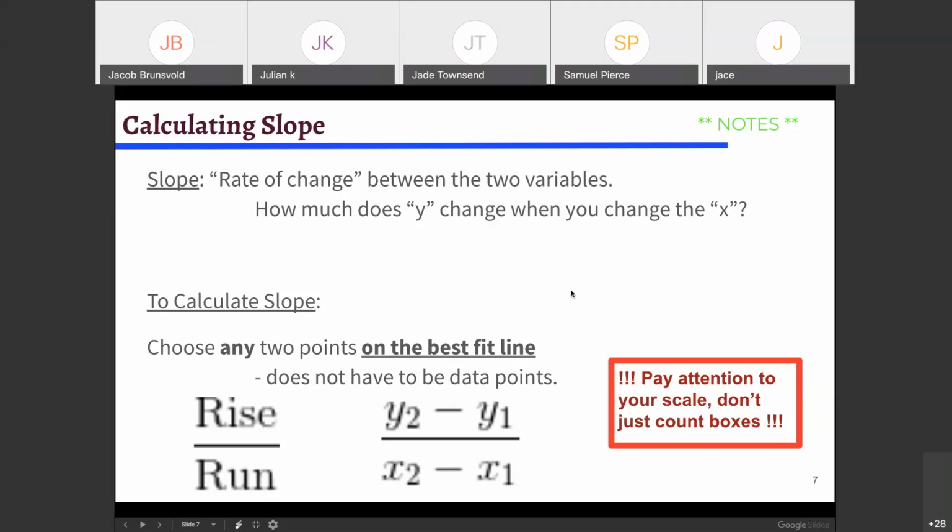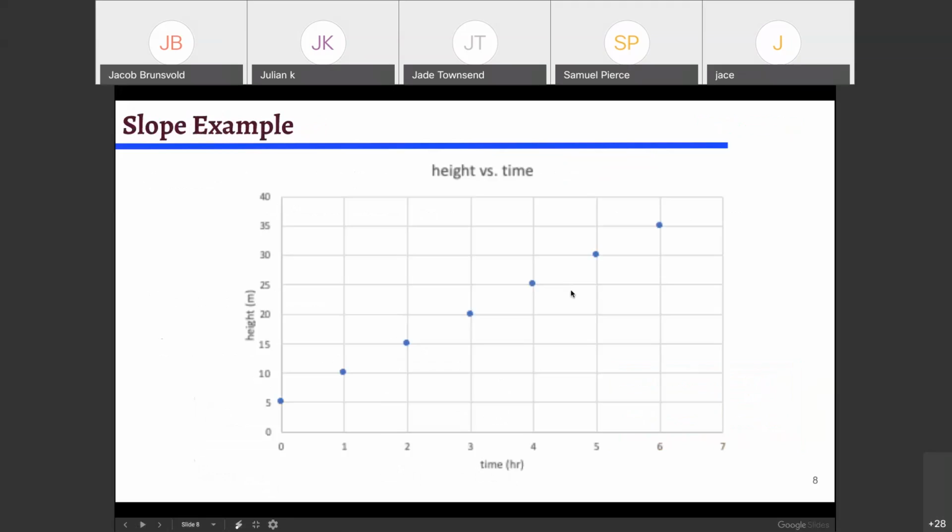Okay, let's keep moving. Okay, so here is a slope example. Trying to find a good place to put the chat so that it's not in my way. Put it over there, and we'll put the participants over here. Okay.